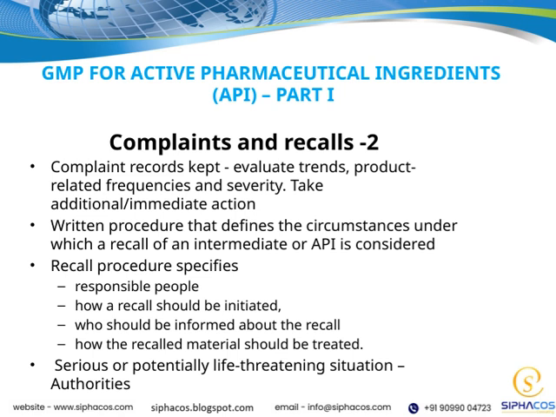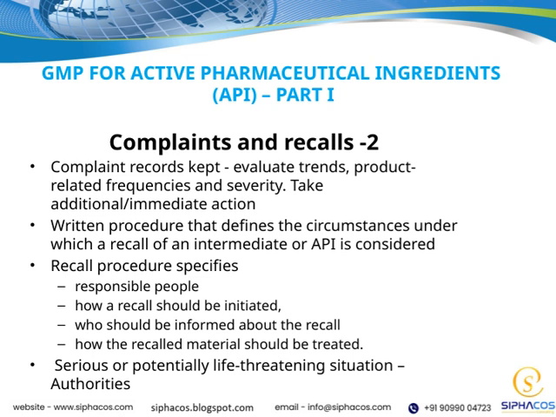It designates responsible people who will oversee the process, explains how a recall should be initiated, and clarifies who needs to be informed about the recall to ensure proper communication. It also details how the recalled material should be treated, whether it's quarantine, rework, or disposal. In cases of serious or potentially life-threatening situations, it's important to notify the authorities immediately. Timely communication can be critical in protecting public health.